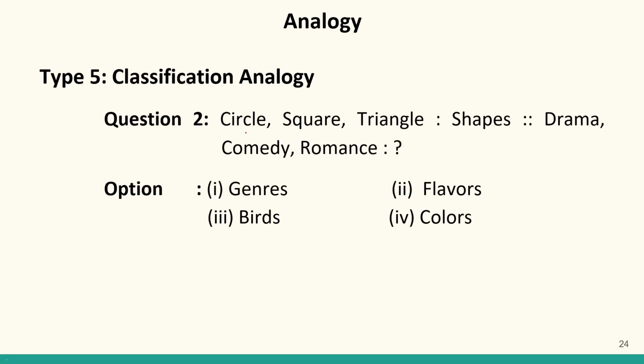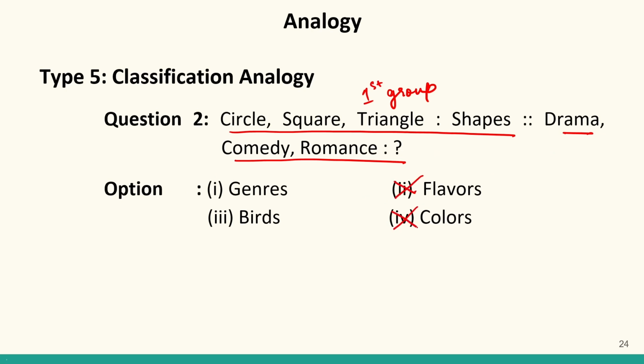Now let us look at this: circle, square, triangle. These are all types of shapes. This is the first group, right? So we have to find out drama, comedy, romance are types of what? Out of the options, drama, comedy, romance is not a type of flavor, not a type of color, and not a type of words. So drama, comedy, romance is a type of genre.